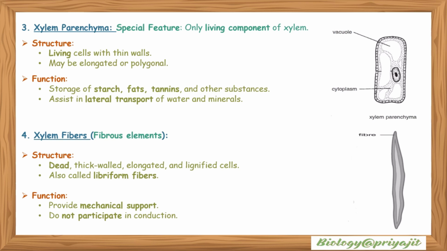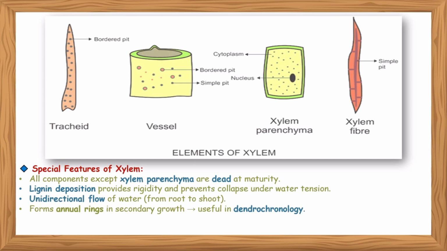Their function is storage of starch, fats, tannins and other substances. They assist in lateral transport of water and minerals. Xylem fibers, which are the fibrous element, are dead, thick-walled, elongated and lignified cells. They are called libriform fibers. Their function is to provide mechanical support. They do not participate in the conduction process.